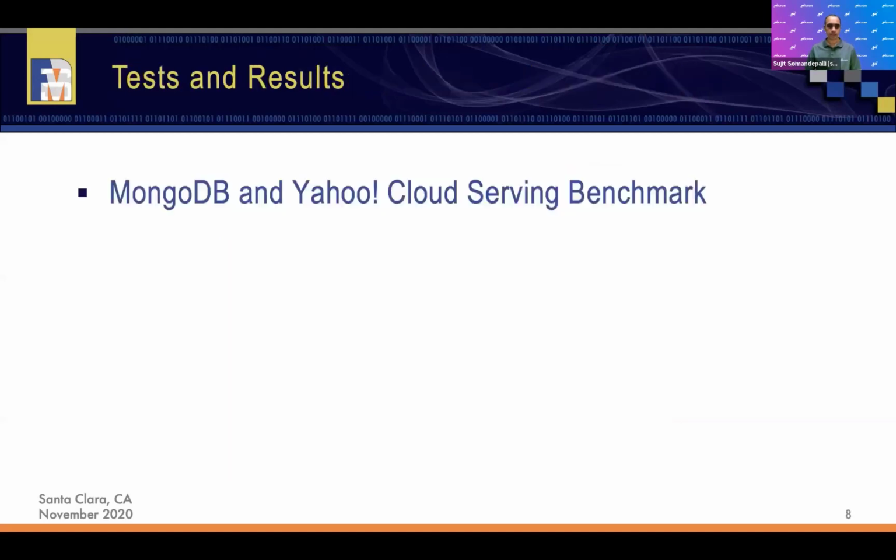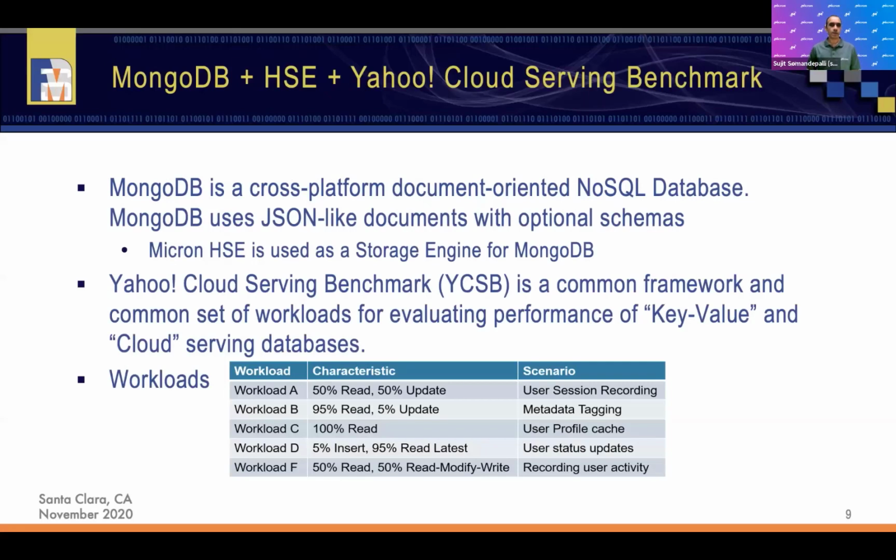The next section of the presentation focuses on results from benchmarks that we ran with MongoDB and YCSB. MongoDB is a popular cross-platform document-oriented NoSQL database. It uses JSON-like documents with optional schemas to store its data. MongoDB has a built-in storage engine called WiredTiger. We tested WiredTiger against YCSB and also Micron's HSE as the storage engine in MongoDB against YCSB.